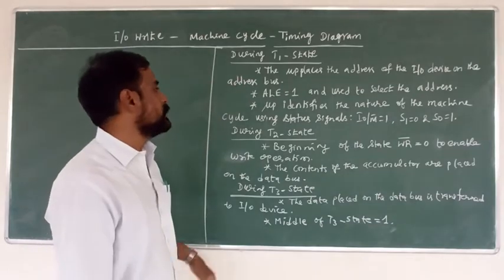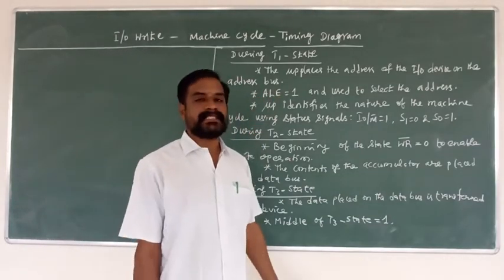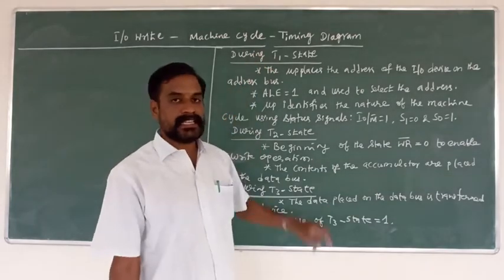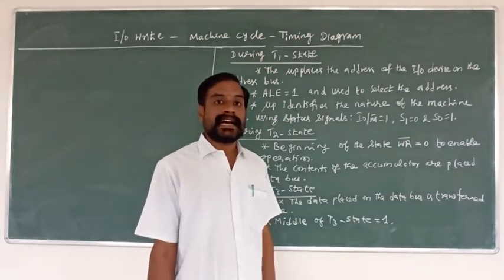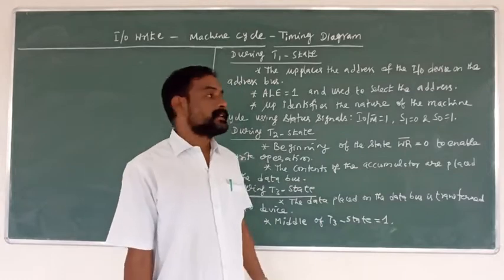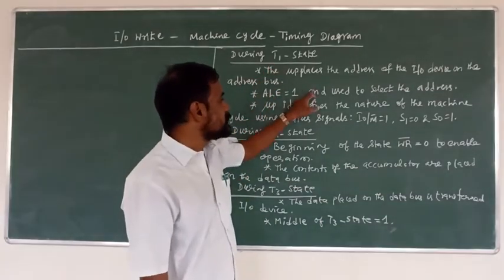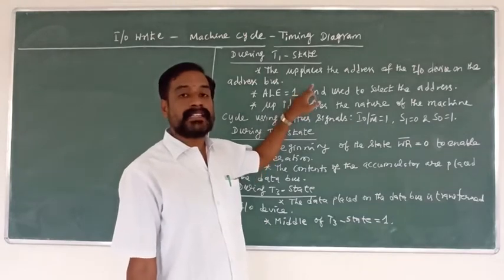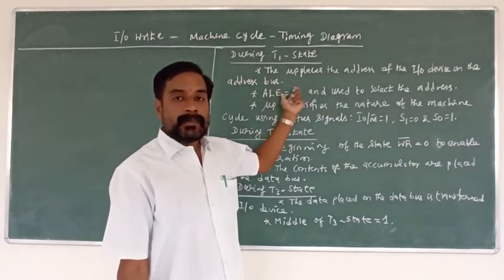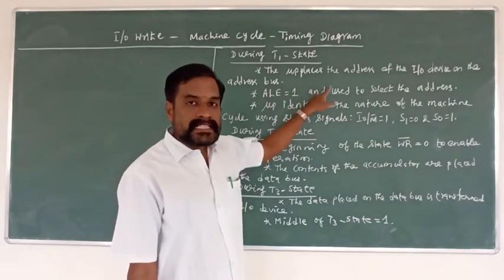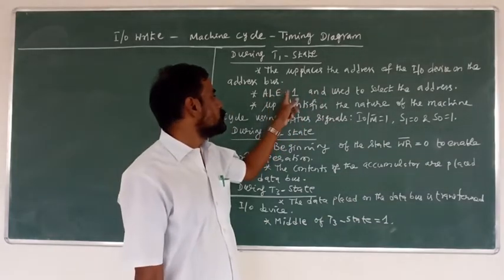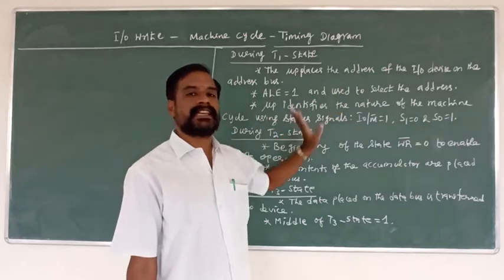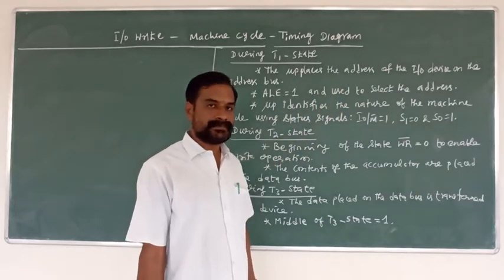Next, the ALE signal, the address latch enable signal. During the T1 T state, first it will select the address bus. For that, at the beginning of the T1 T state, the ALE signal is high. After that, in the middle of the T1 T state, the ALE signal goes to the low state. At that time, it will select the data bus.